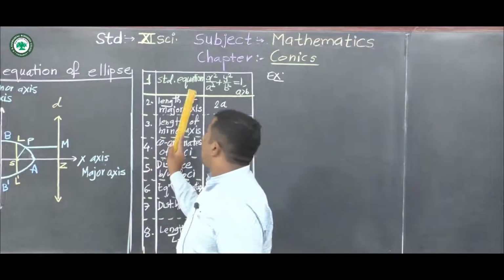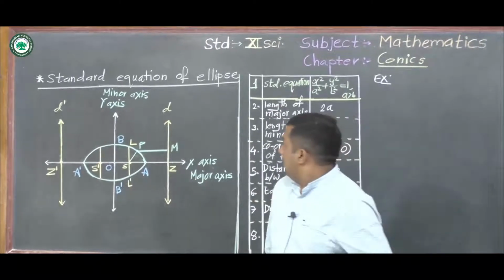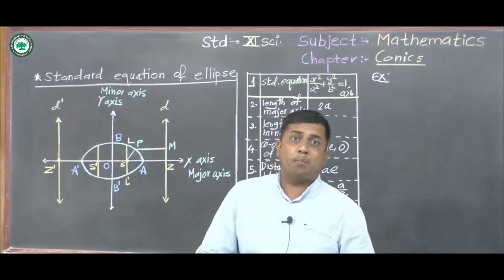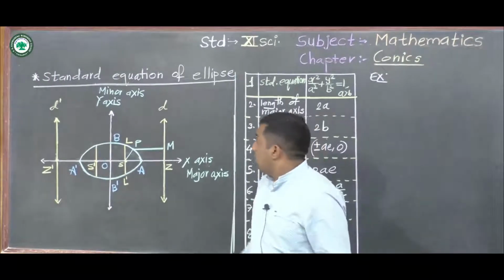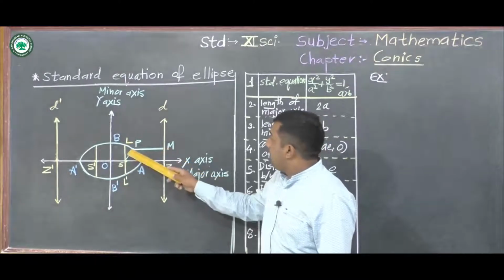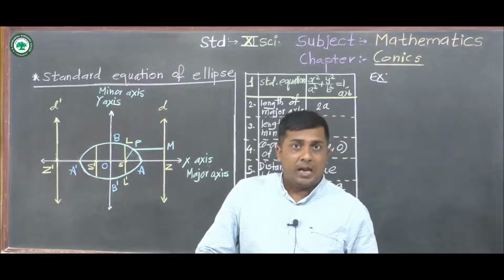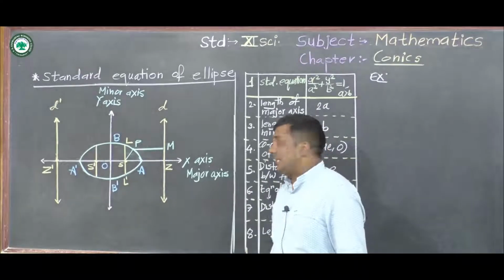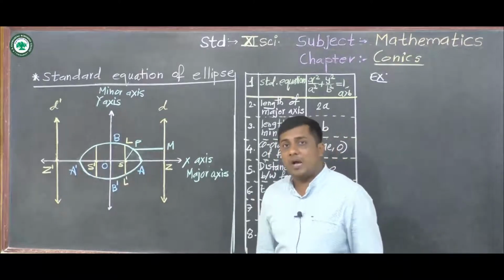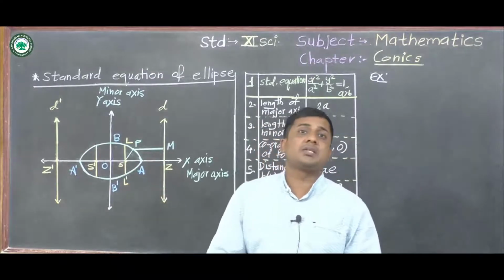Here is the figure related to this equation of the ellipse. A, A dash, B and B dash are the endpoints, or points on the ellipse. If the ratio SP upon PM is constant, then this constant ratio is the eccentricity, and we define this eccentricity e as the square root of a square minus b square, upon a. Here L and L dash are the endpoints of the latus rectum.